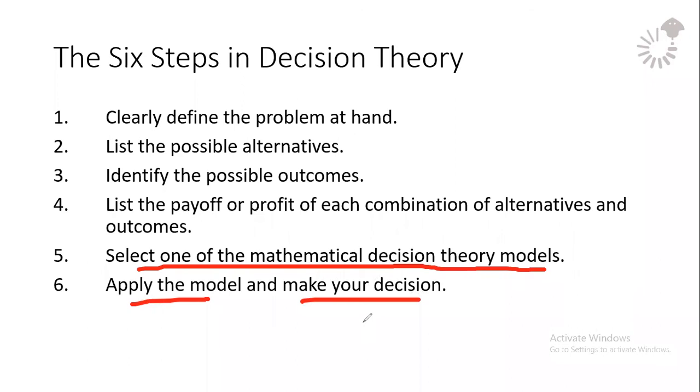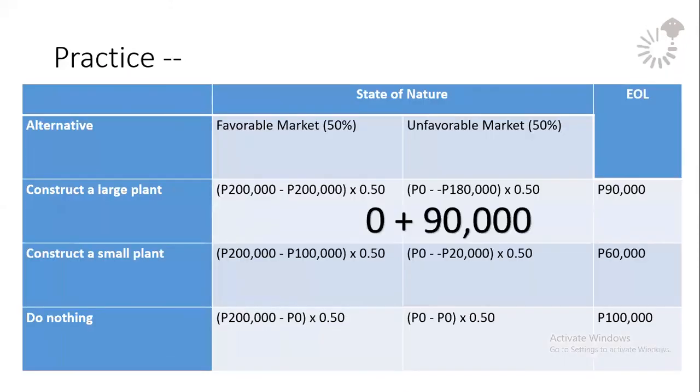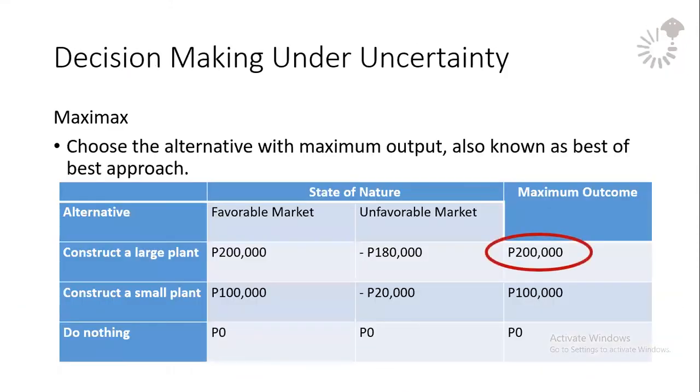Hindi naman daw ganun yung steps natin in decision making. Pili ka lang ng mathematical decision theory model, apply that model, and make your decision. That's how you come up with a decision using the decision theory models. So if you choose Maximax, with this, you choose what alternative? You choose Maximax, apply Maximax computation, and then come up with the decision.